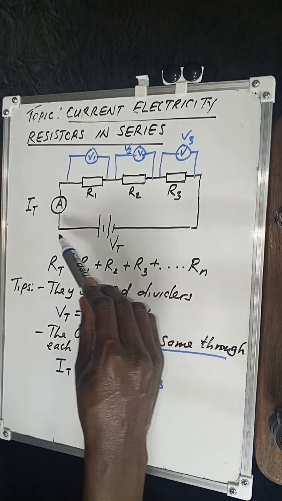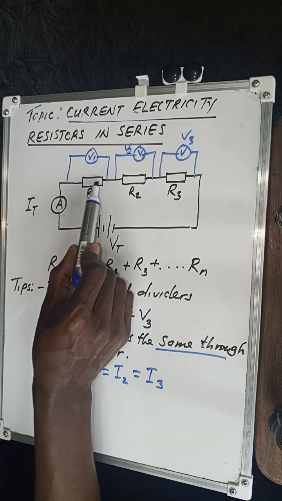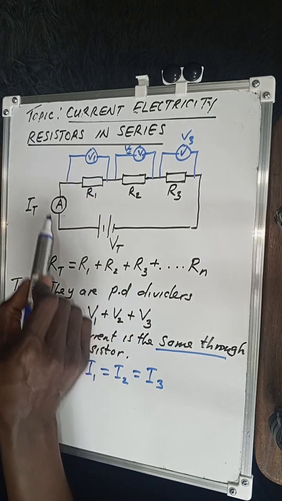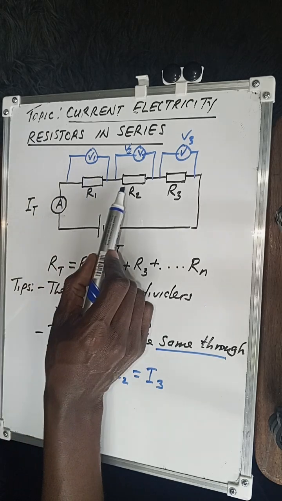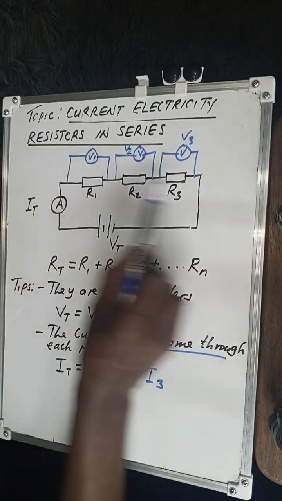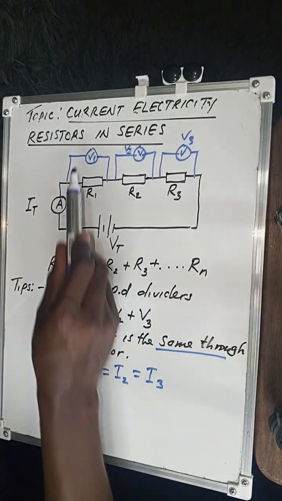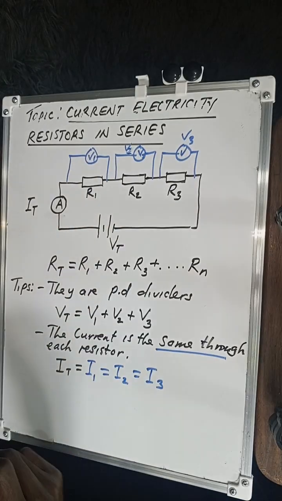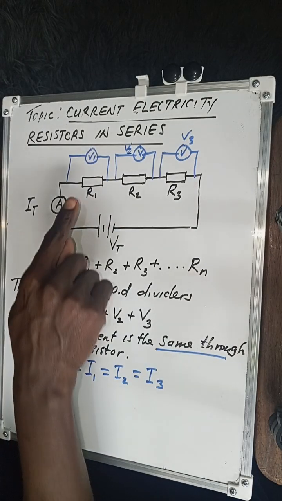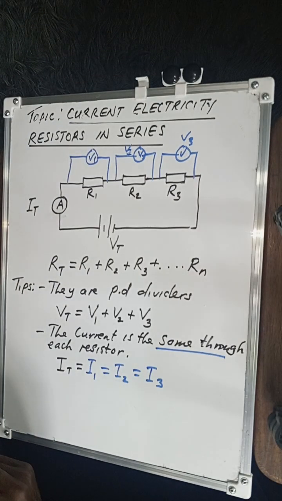So think of it like you pour water in a pipe. The same water that you pour, maybe 2 liters, will pass through that. So the current is the same. What is different is simply the potential difference, depending on the value of the resistance there.